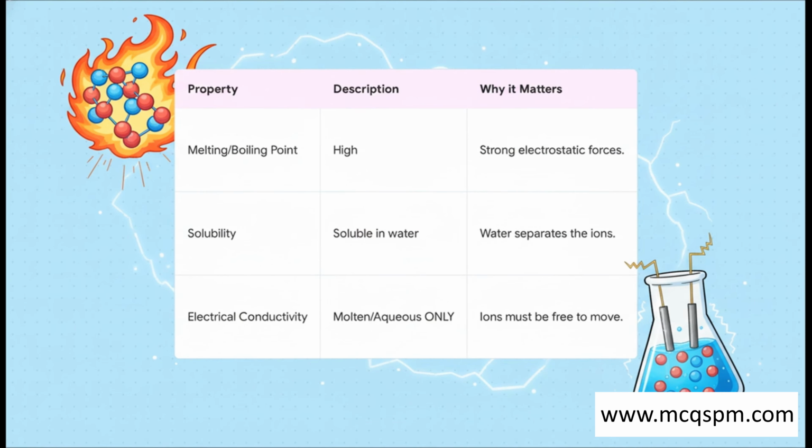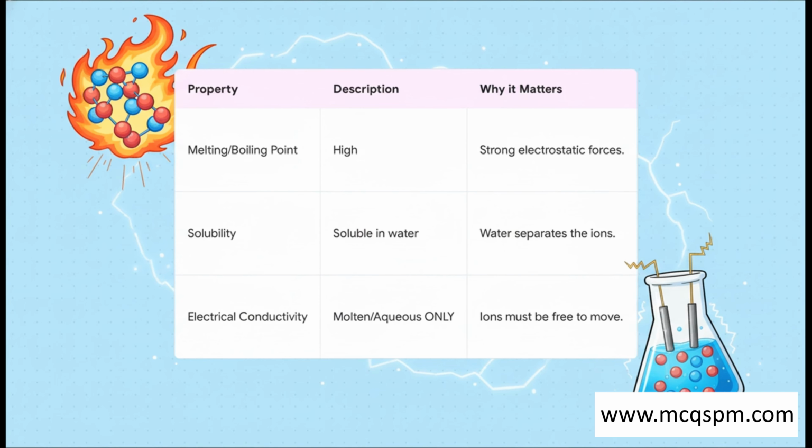Now, this next part is absolutely crucial. It's the key to answering a huge number of exam questions. You really need to memorize these 3 properties. Ionic compounds have super high melting points because that electrostatic force we talked about is incredibly strong. It takes a ton of heat energy to break those ions apart. And why do they only conduct electricity when melted or dissolved?